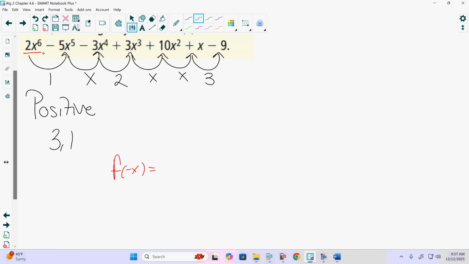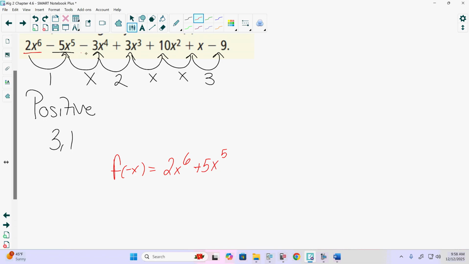So that tells us with 2x to the 6th, because the 6 is an even exponent, it's going to be positive, which means the sign in front of our 2 won't change from positive to negative. So it just stays 2x to the 6th. Negative 5x to the 5th, because that x to the 5th is an odd exponent, that negative is going to come out, changing the sign with the negative 5 to make it positive 5. Questions on this here?